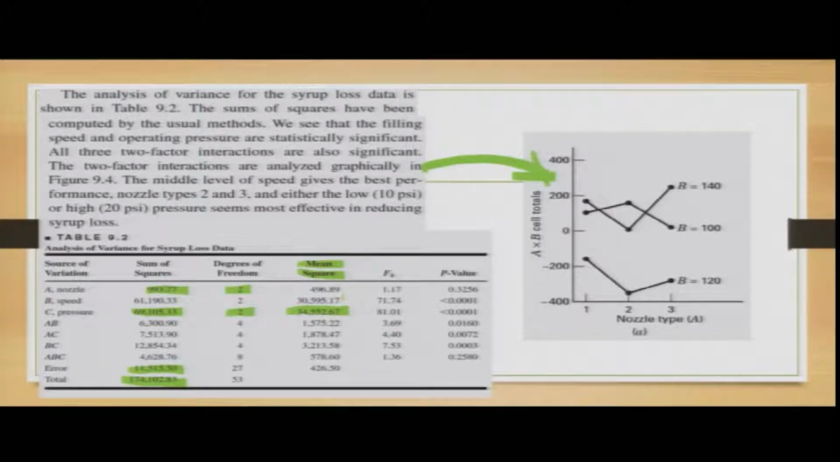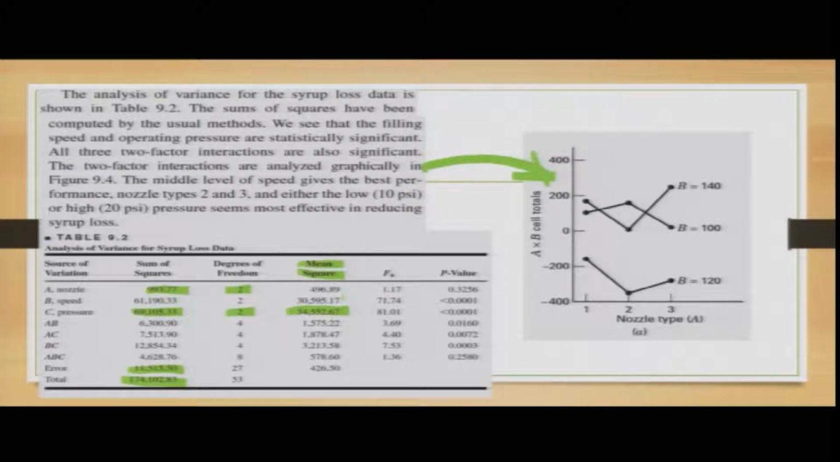So, the p values and the F values are found out, and you can basically comment whether they are significant and non significant. So, F values, I will just repeat it, which is the second last column, starts from 1.17 for nozzle A, only the nozzle effect, 71.74 for B, which is the speed, 81.01 for C, which is the pressure, and corresponding to AB, AC and BC, which is corresponding to nozzle and speed combination, then nozzle and pressure combination, and finally speed to pressure combinations.